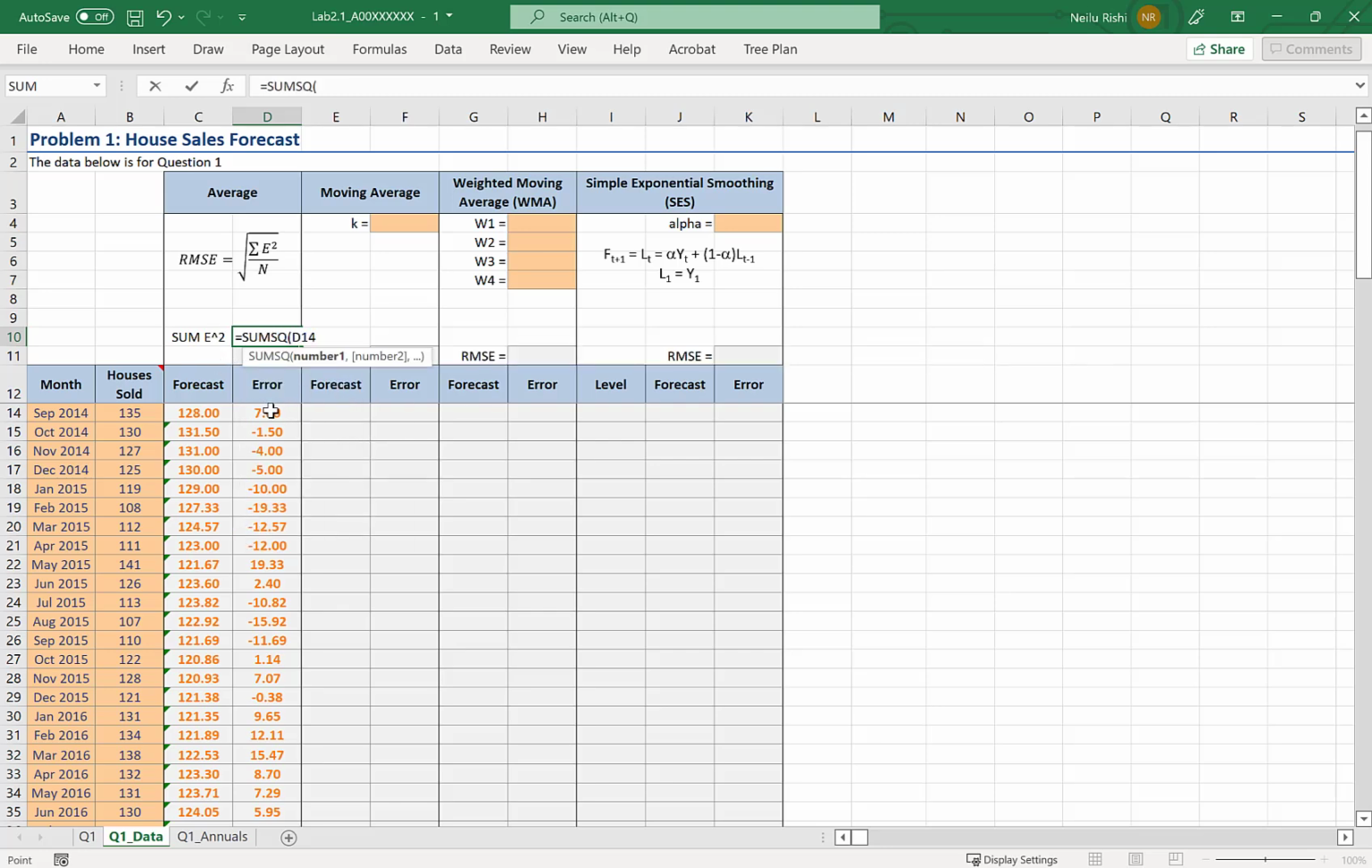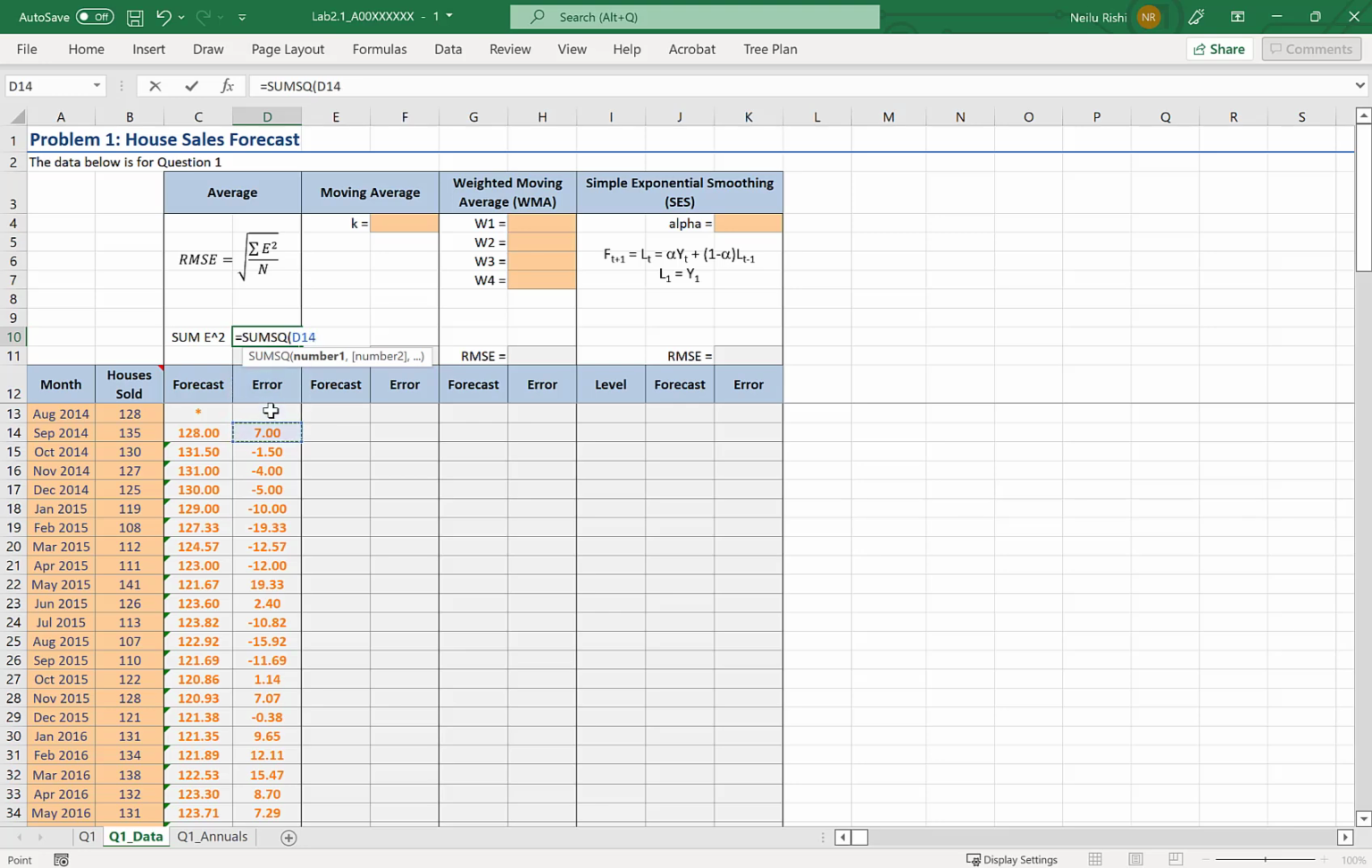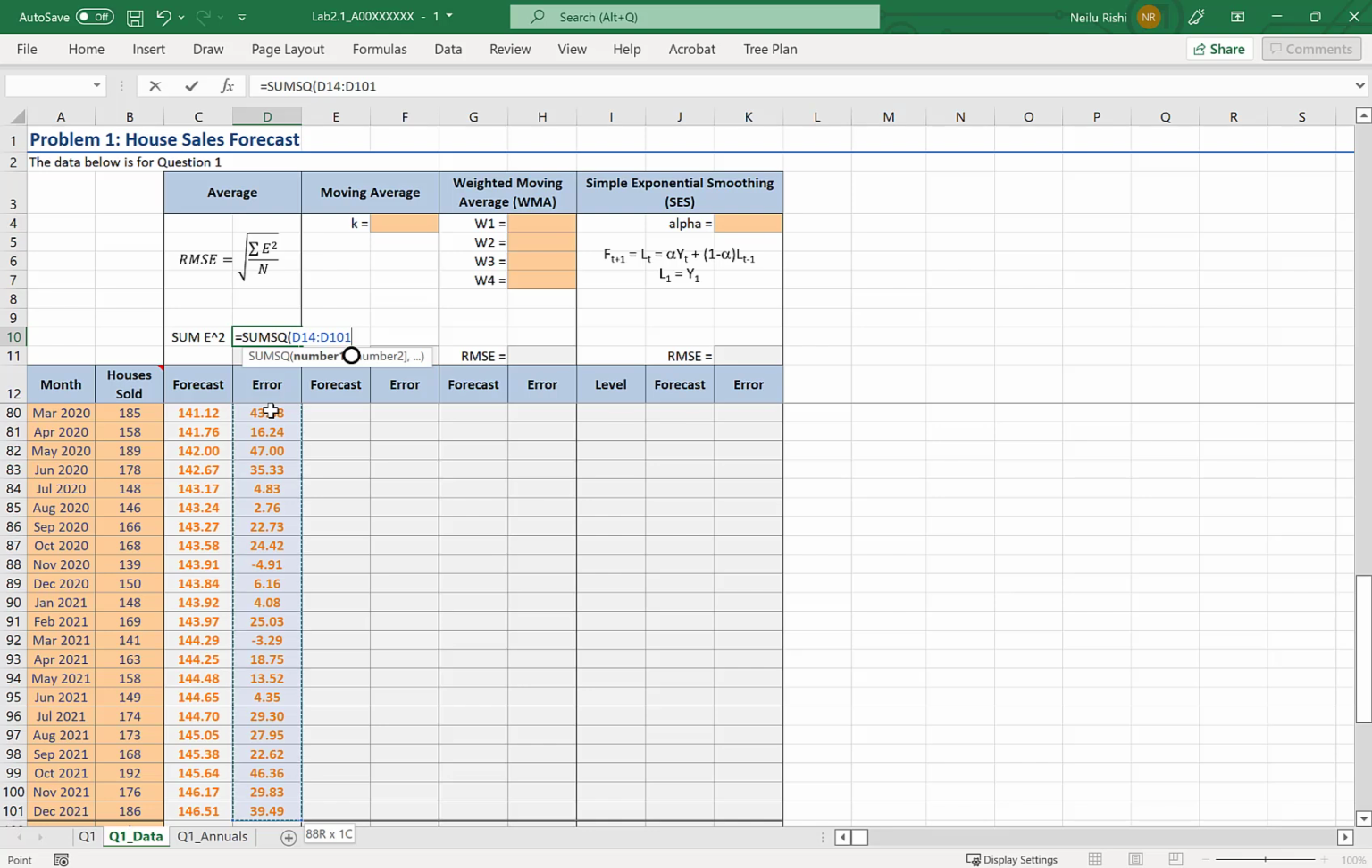So now I'm going to go into my errors and I'm going to highlight all my errors starting at September 2014, control shift down all the way to my last error in December 2021. And I have the sum squared of all my errors. I'm also going to need the count of the number of errors. That's this n in our denominator. That's the count of the number of errors.